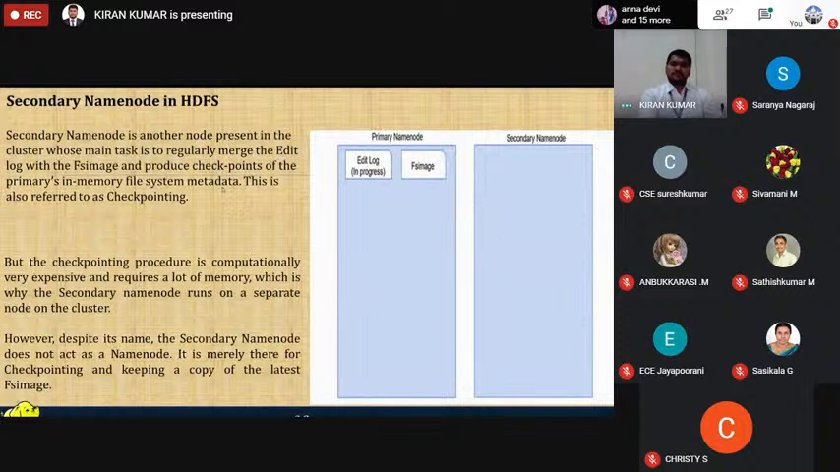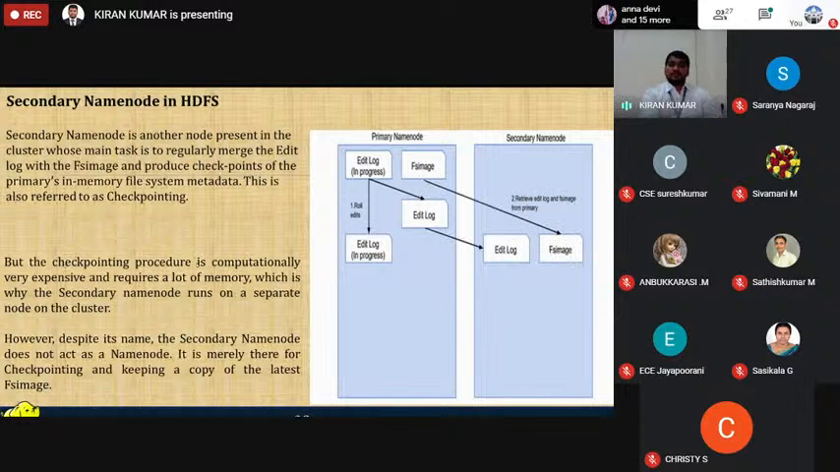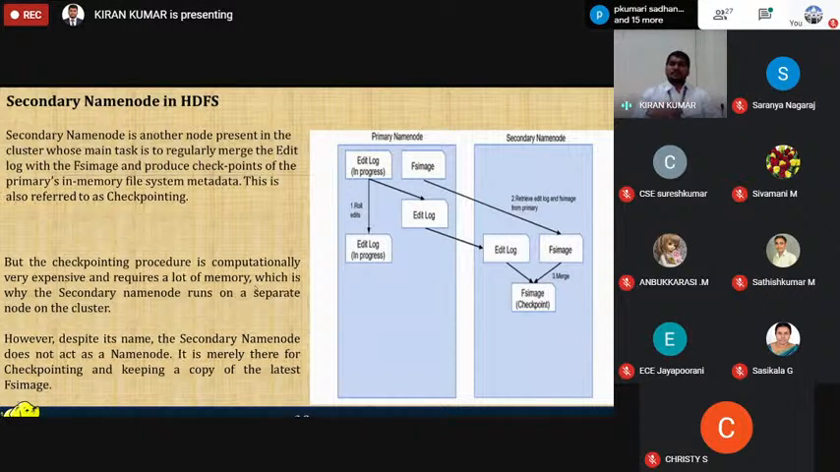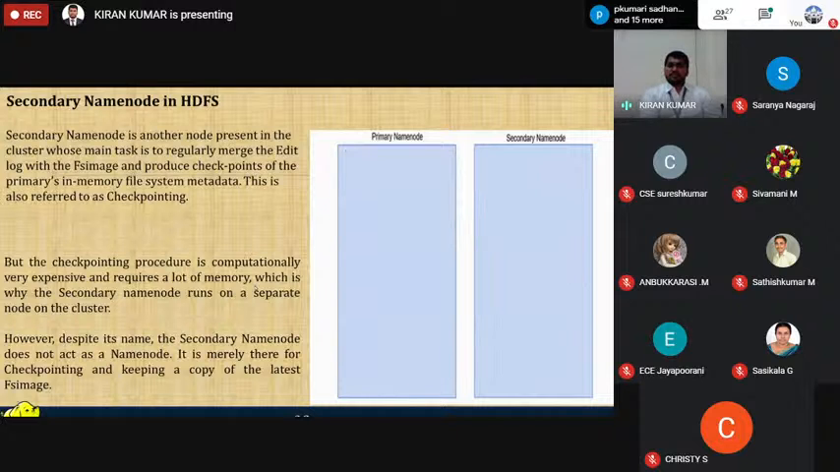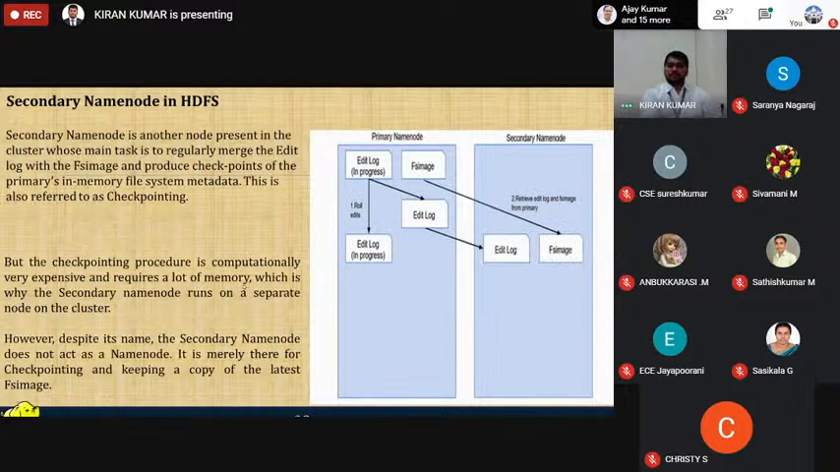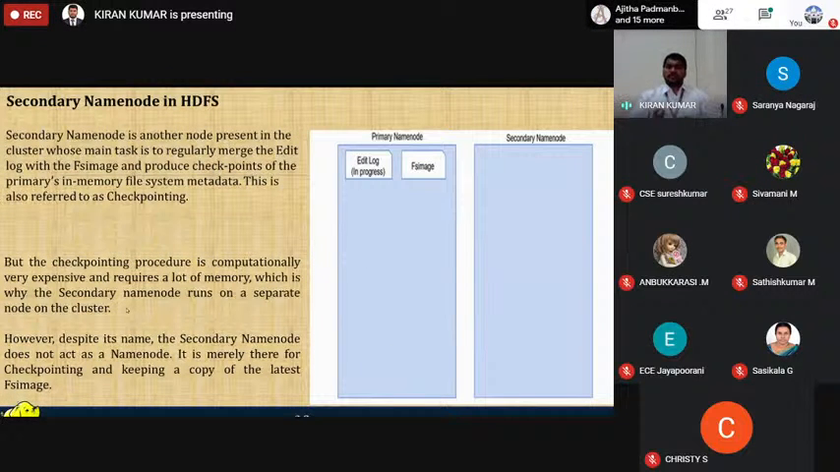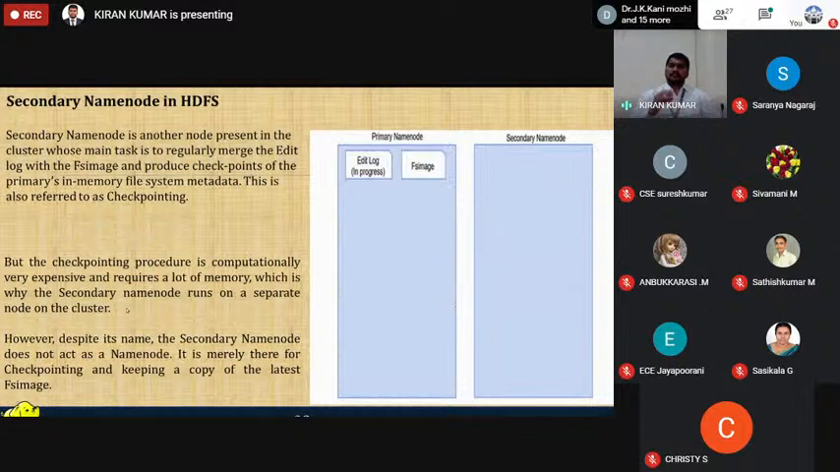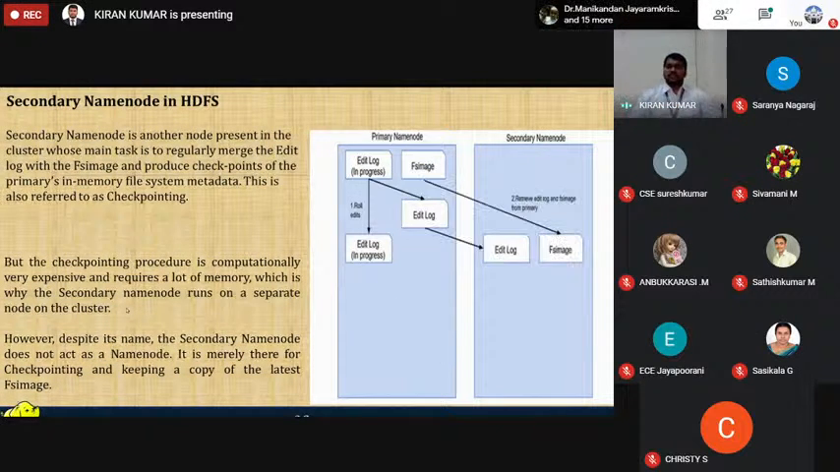After merging both, it provides the checkpoint where it can get the recent updates. But the checkpointing procedure is computationally very expensive and requires a lot of memory, because it is going to combine the data and create a new set of data by combining both files. That is why the secondary name node runs on a separate node in the cluster. You may ask why the name node can't do this: because it requires time and space to store the combined information of the FS image and the edit log. After combining this information, we update it in the secondary name node.